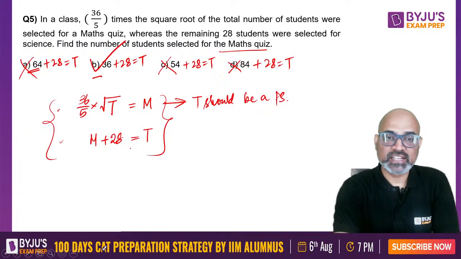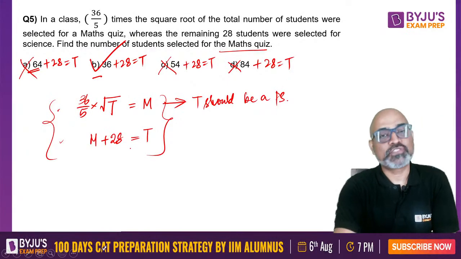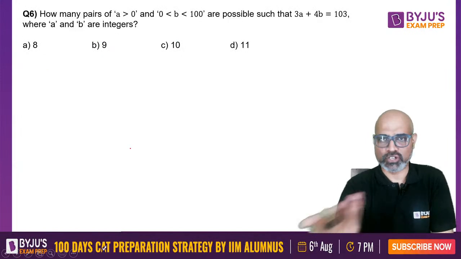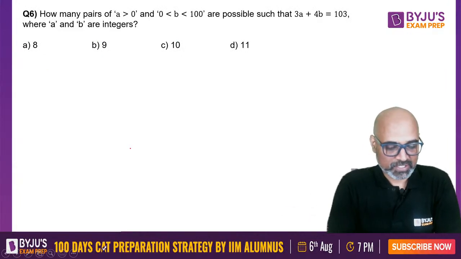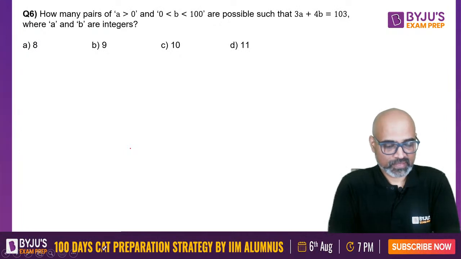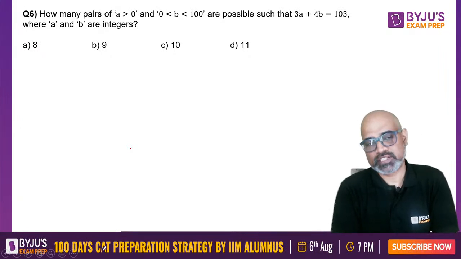64 plus 28 is 92. Okay, fine, sorry, 92. But 92 is not a perfect square anyways, right? Varun, 92 is not a perfect square. 81, after 81, the next perfect square is 100.